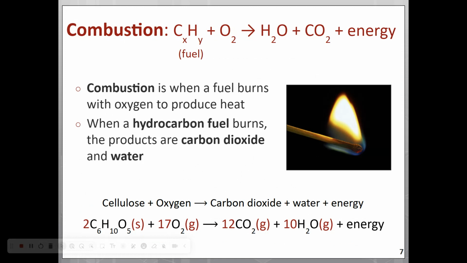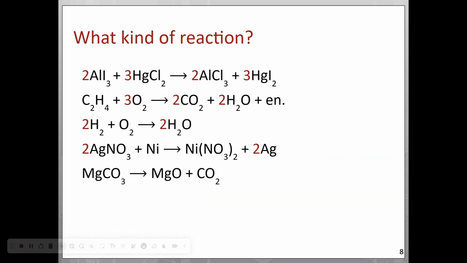So sometimes if you don't see a flame, there's another way to tell if indeed combustion has happened, and that's if you see some condensation occurring. In other words, you see some liquid water. So the water vapor gets condensed down into liquid water.